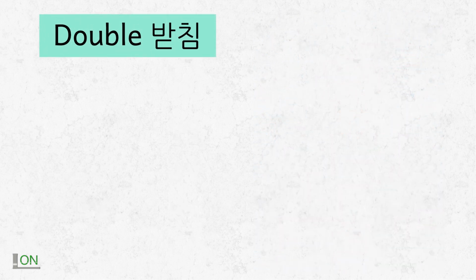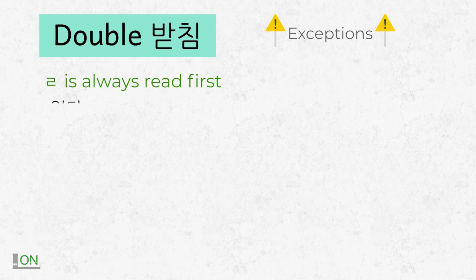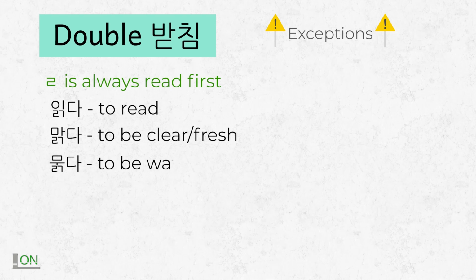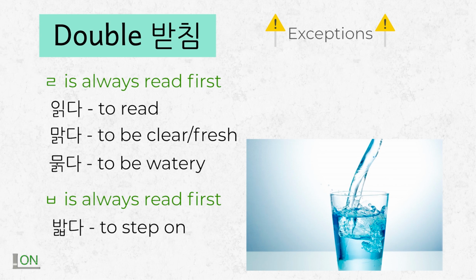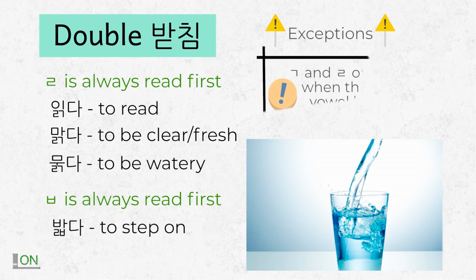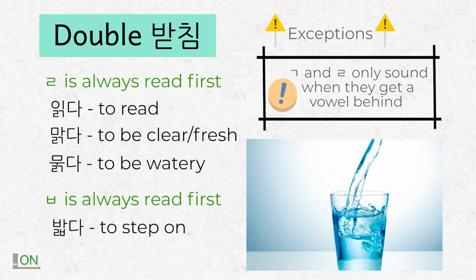But of course, there are always these annoying exceptions. In the following words, ㄹ is always read first. 읽다 is not 익다 but 일따, to read; 맑다, to be clear, fresh; 묽다, to be watery. We were supposed to read them as ikta, makta, mukta, but they are exceptions, so we read them as ilta, malta, multa. ㅂ is always read first. 밟다, to step on. But pay attention that ㄱ and ㄹ only sound when they get a vowel behind. It's the same as I taught you in the previous slide.